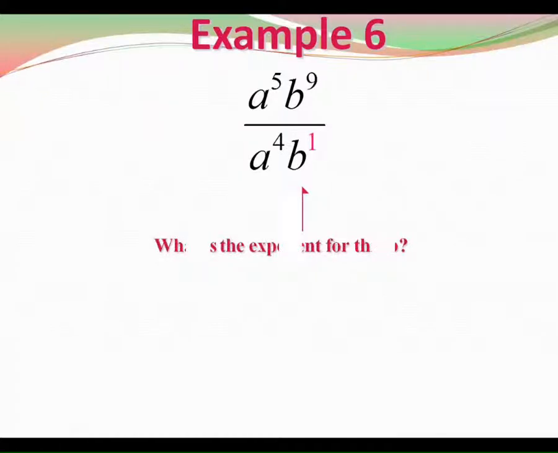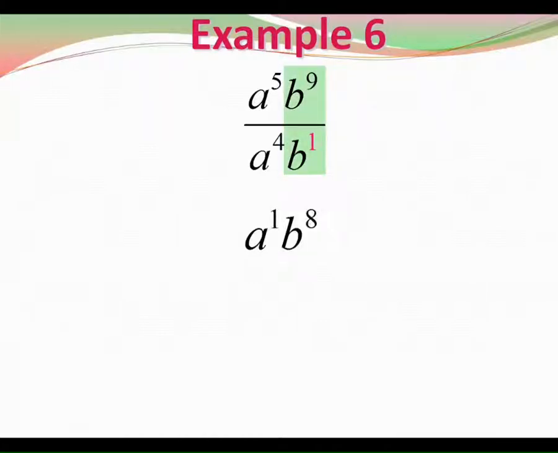So then we're going to look at our bases. First of a. The rule when we're dividing the same base, we subtract the exponent, so we're going to get a to the first. And it'll be b to the 8th. And remember, we don't have to write the exponent of 1 on the a, so we can just simplify it as ab to the 8th. Dividing the same base, subtract the exponent.